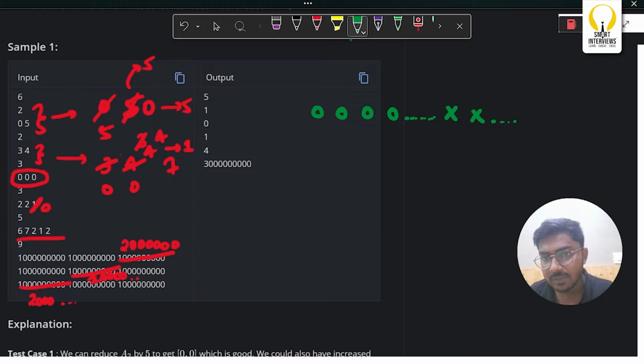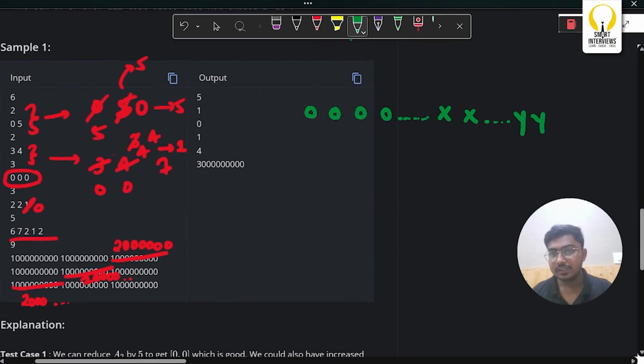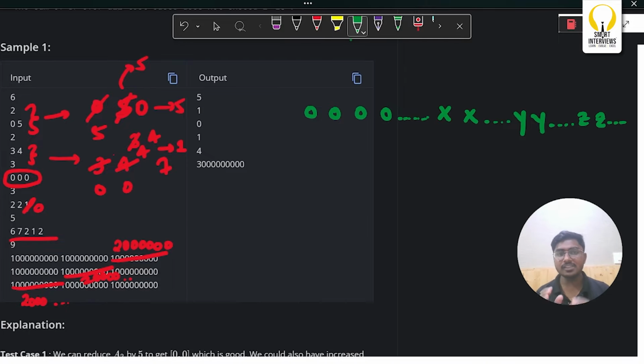Can I say that there can be some zeros in between? Again we need an element. If there is an element y, there has to be one more element y here as well. Then only the array good condition would be true here. Same thing, a few zeros again. There is some element z and there has to be some z again. That means there will be a pair of elements in between.